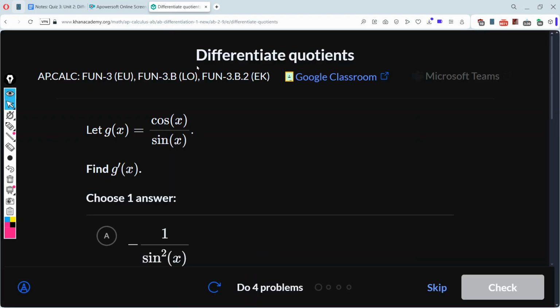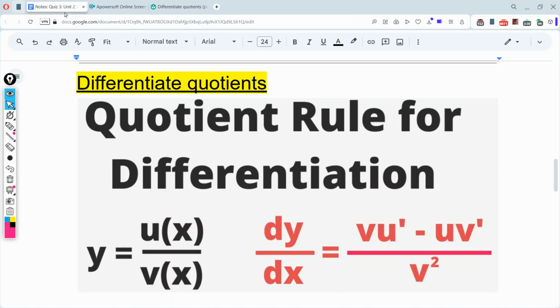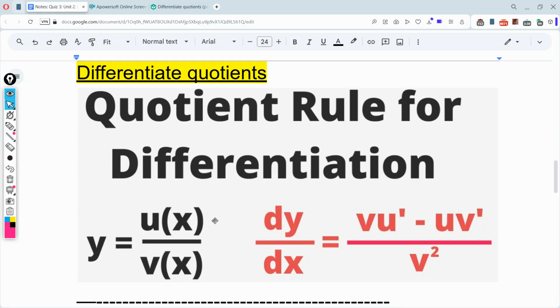This will be for the Khan Academy exercise, differentiate quotients. All right, so for this exercise, you need the quotient rule. That is when you are taking the derivative of something divided by something. Let's say u is in the numerator and v is in the denominator. The derivative is going to be vu prime minus uv prime over v squared.